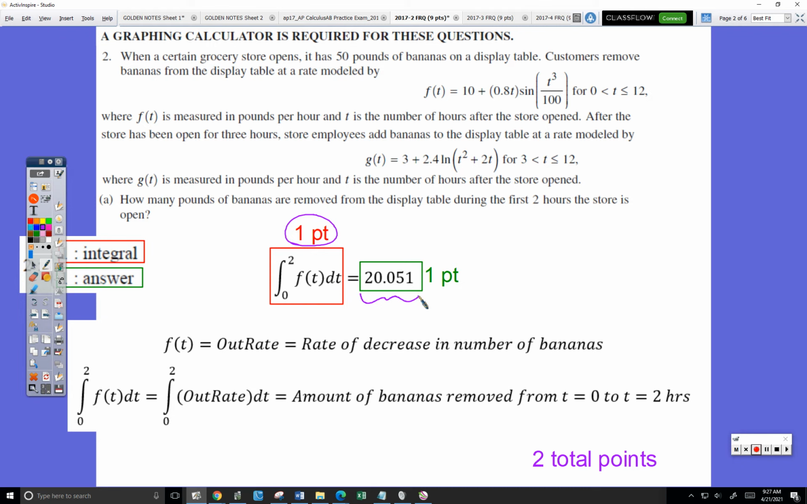This is basically a version of the fundamental theorem. If you integrate the rate at which bananas are being removed from the table, you are going to calculate the amount of bananas removed for whatever time period you specify. So the only thing you needed to do is write the integral for 1 point, compute the integral for the second point, 2 total points.